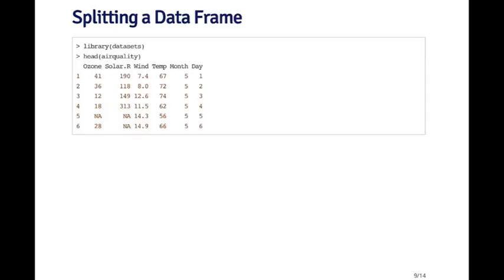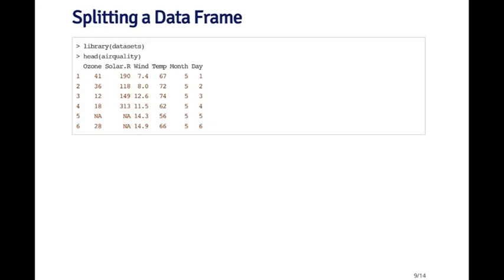But the nice thing about using the split function is that it can be used to split much more complicated types of objects. So for example, here I've got a data frame. I'm loading the datasets package, and I'm looking at the airquality data frame from the datasets package. You can see this is the first 6 rows of this data frame. I think there are about 100 some rows in total in this data frame.